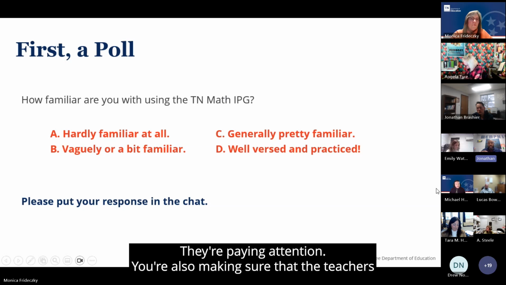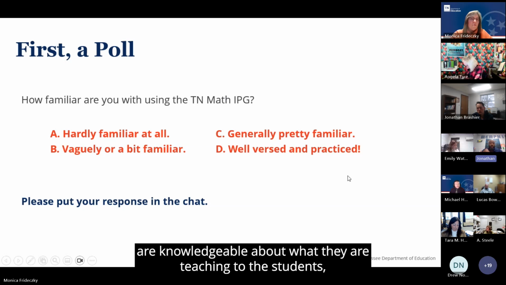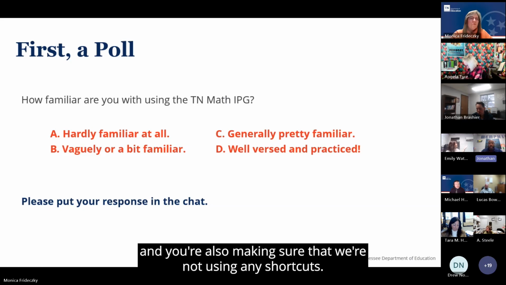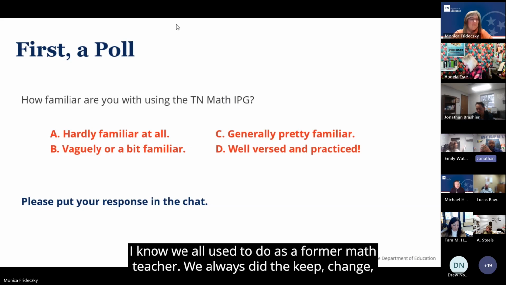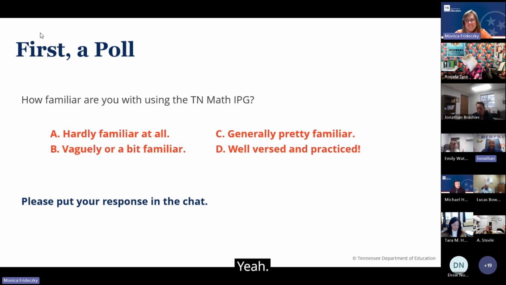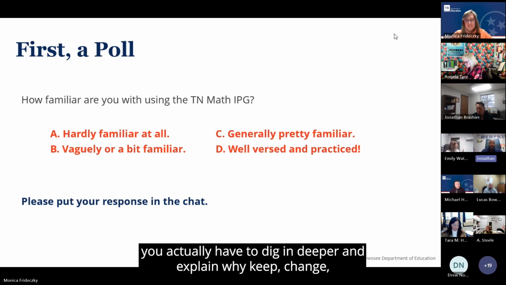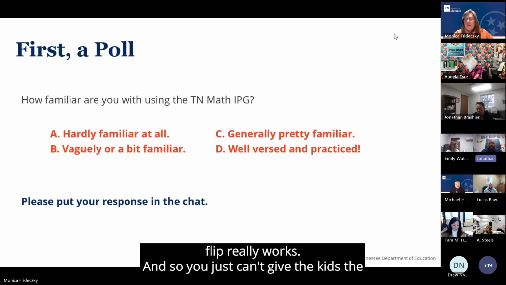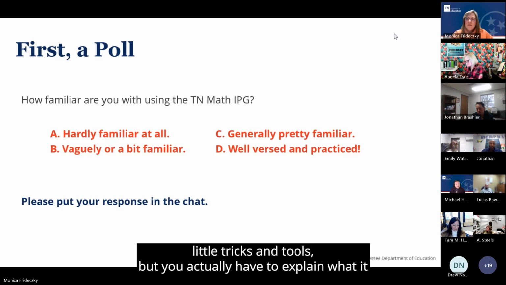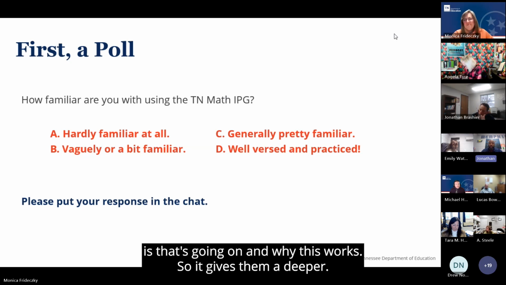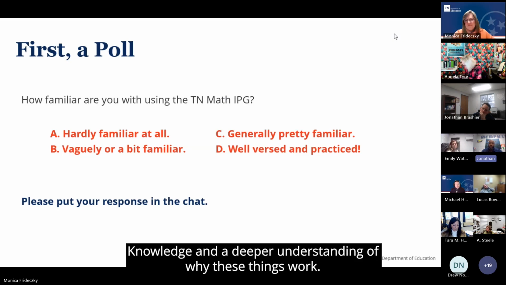You're also making sure that the teachers are knowledgeable about what they are teaching to the students, and you're also making sure that we're not using any shortcuts. I know, as a former math teacher, we always did the keep, change, flip. And instead of just saying keep, change, flip, you actually have to dig in deeper and explain why keep, change, flip really works. You just can't give the kids the little tricks and tools, but you actually have to explain what it is that's going on and why this works. So it gives them a deeper knowledge and a deeper understanding of why these things work.